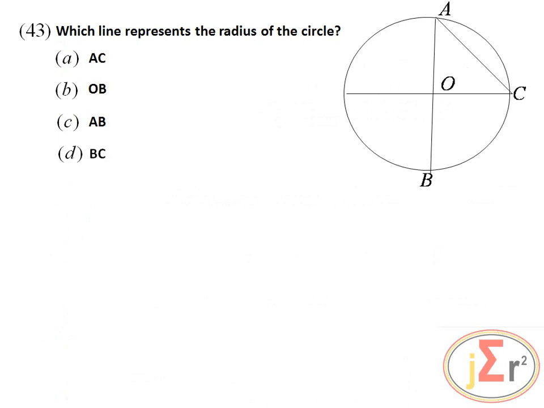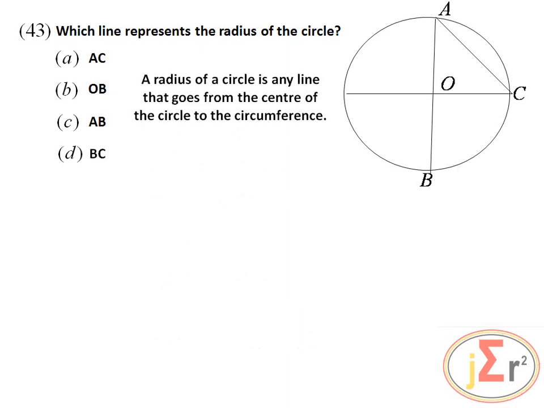Which line represents the radius of the circle? What do we call a radius? A radius of a circle is any line that goes from the center of the circle to the circumference. And of course, the circumference is this curved line that goes all around and is closed. So this is our circumference. So the radius is any line that goes from the center to any point on the circumference.